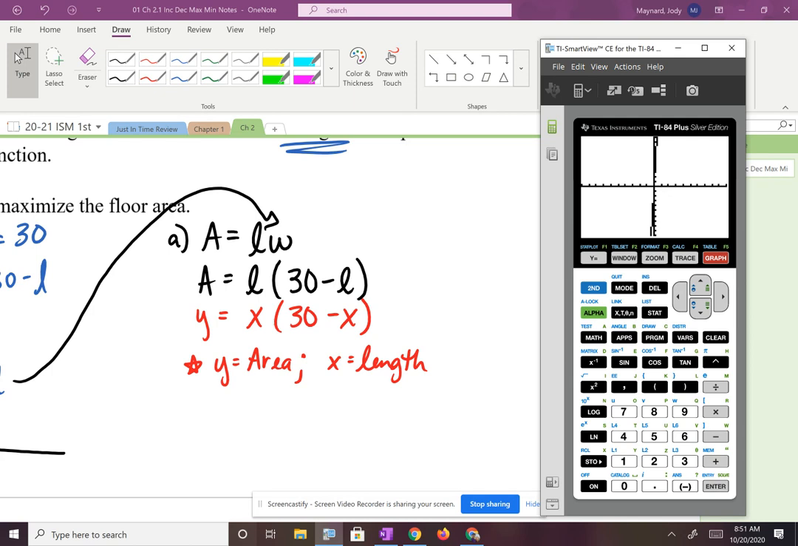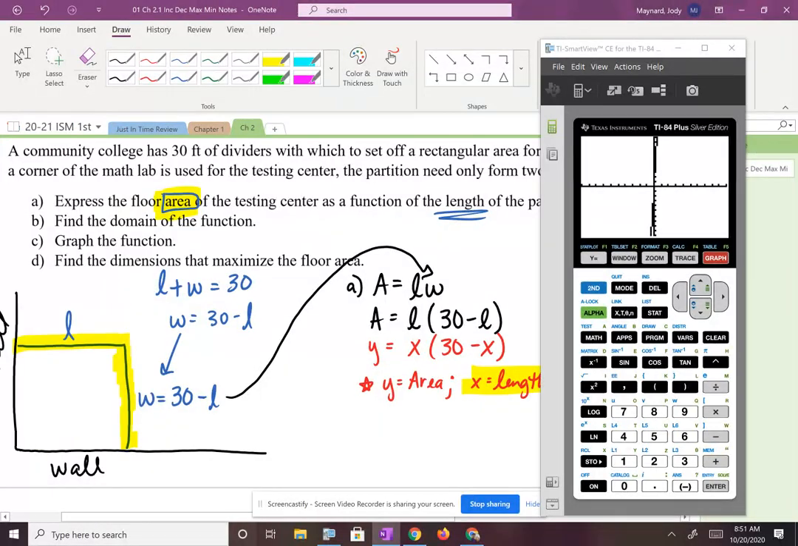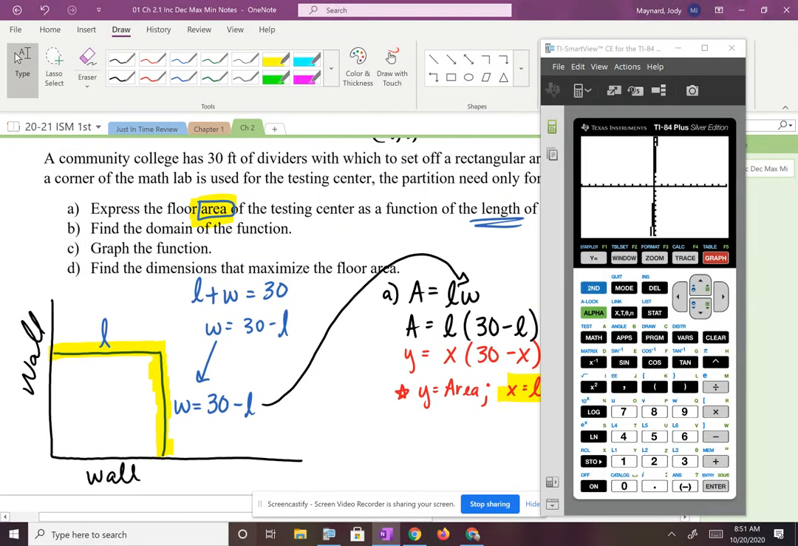But let's think about this. When we talk about our domain, let's think through it. Our x value is a length. Okay, if we have 30 feet of dividers, what's the biggest that my length could be? 30, right? Could it be exactly 30? If we had 30, how long would my width be? 0. So would there be any room for desks?